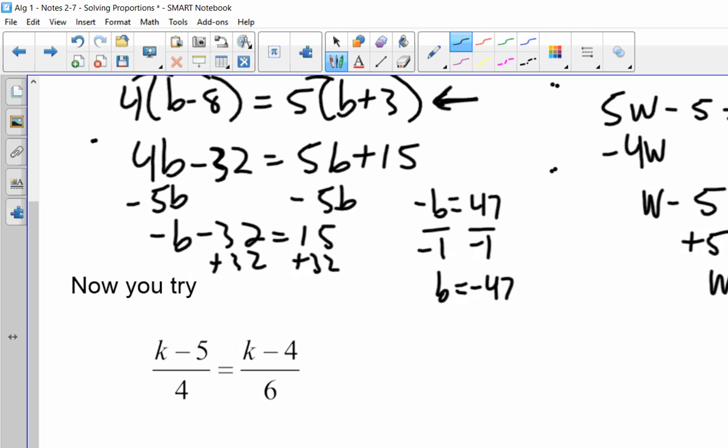So for this next one, once you write that down, you can hit pause if you want and do the problem, then you can play and we'll have the solution up for you.